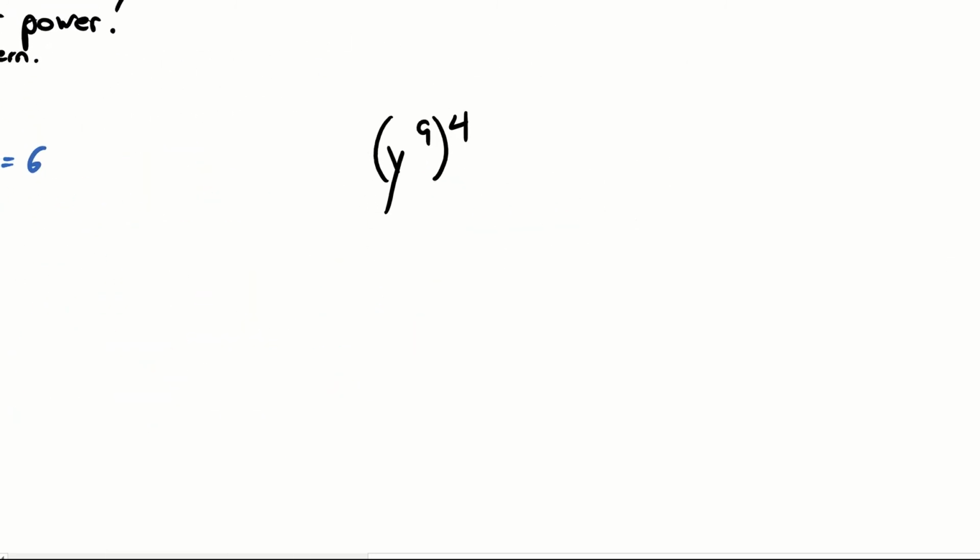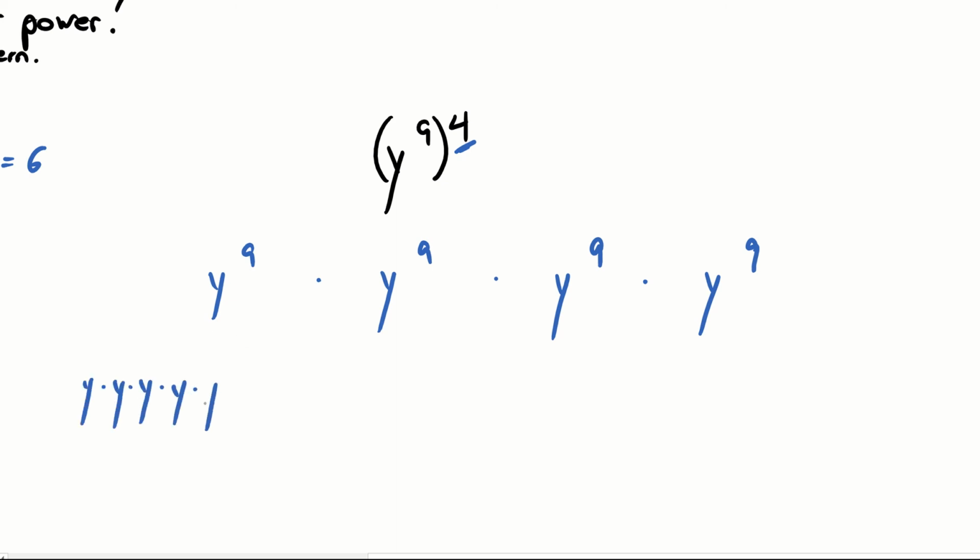y to the, oh man, I have to write 9 y's? Okay. y to the 9th to the 4th. Well, this outermost exponent means that there's 4 y to the 9ths. So I've got y to the 9th times another y to the 9th times a third y to the 9th times a fourth and final y to the 9th. But as we all know, each one of these y to the 9ths, if I were to explode it out again, is technically y times y times y times y, that's 4, 5, 6, 7, 8, 9.